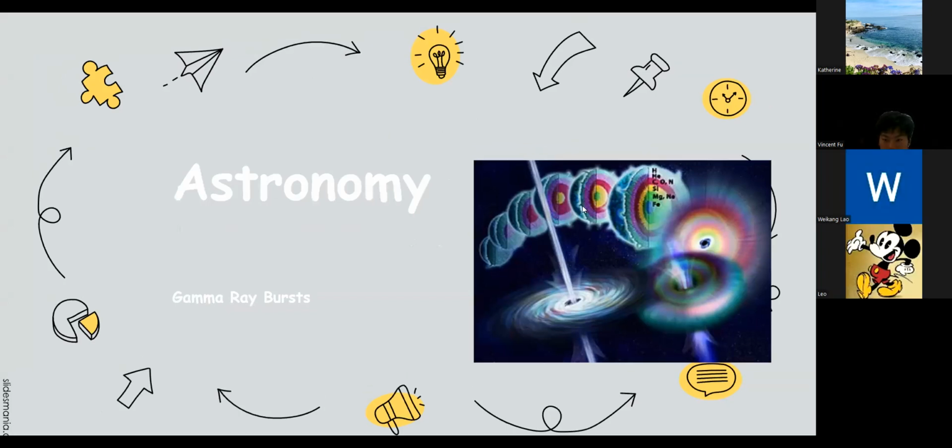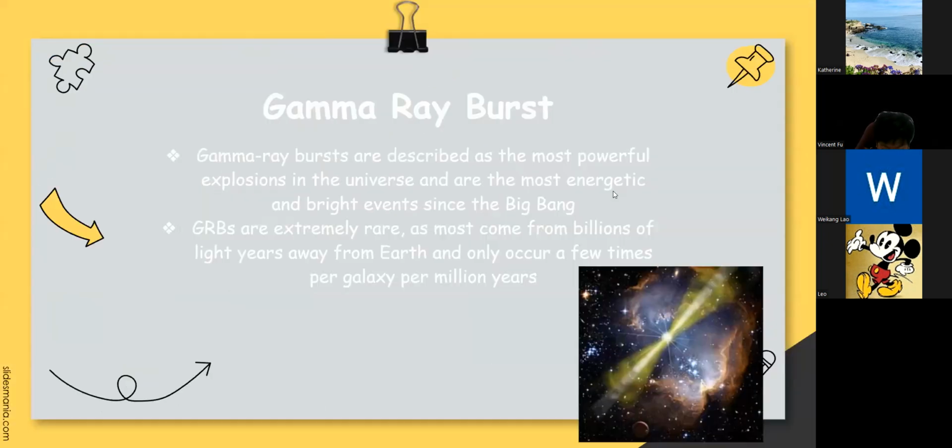All right. For astronomy, I'm going to be talking about gamma ray bursts. Gamma ray bursts are described as the most powerful explosions in the universe and are the most energetic and bright events since the Big Bang. They're extremely rare, as most come from billions of light years away from Earth and only occur a few times per galaxy per million years.